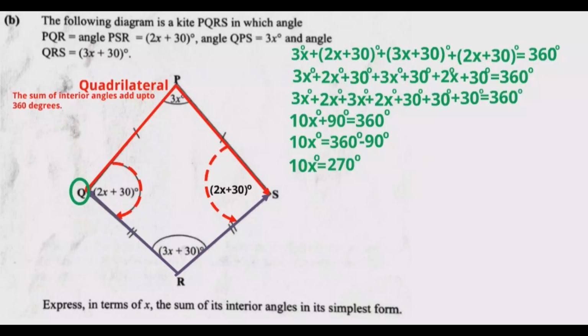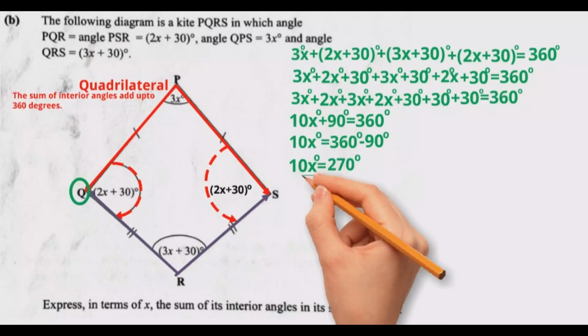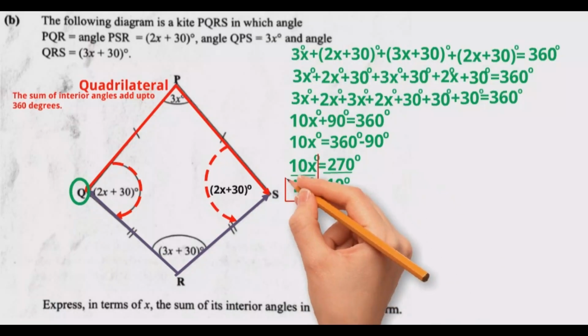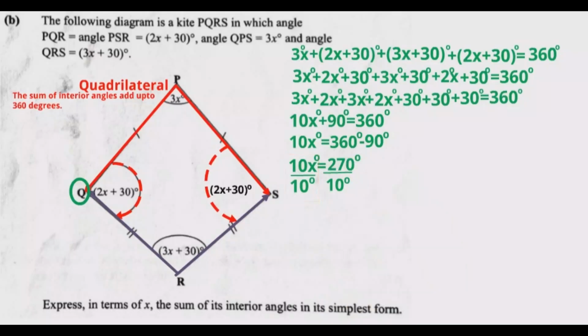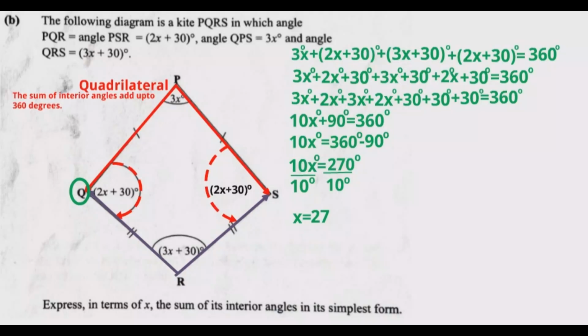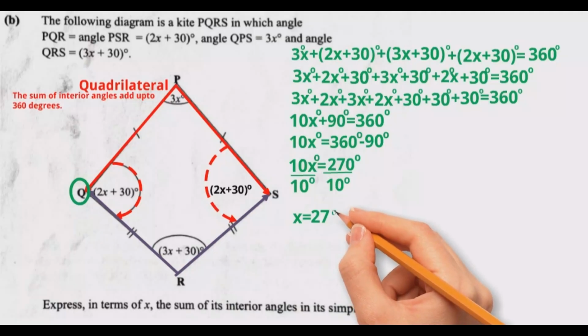Then what we need to do is we need to find the value of x, okay, because we want to write x in its lowest value. So we're saying 10x over 10, then 270 degrees over 10. Then we divide 10 on top and down, which will leave us with x, which will be equal to, then we divide 270 by 10, which will leave us 27 degrees. So 27 degrees, that is the value of x. Okay, so that means we have expressed in terms of x the sum of interior angles in its simplest form, and that is x is equal to 27 degrees.